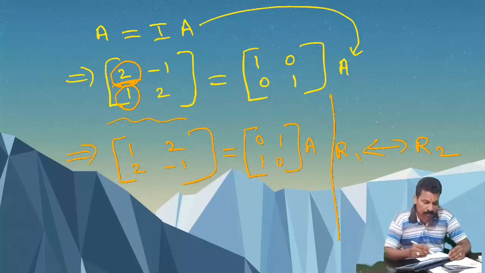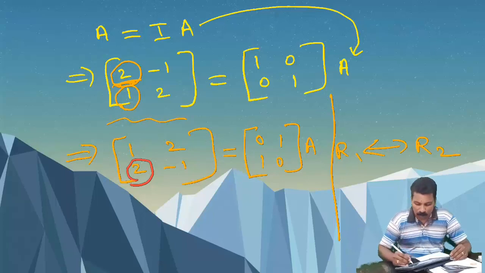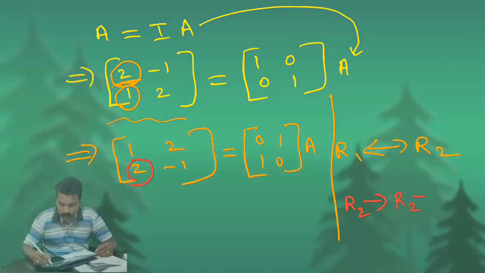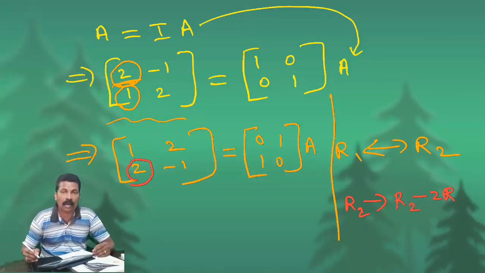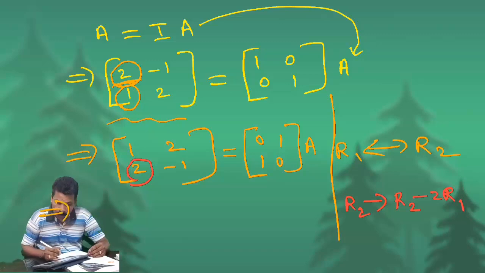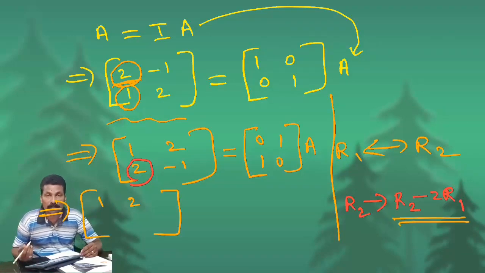Now our next target is to bring 0 here. So you see there is 1 above. So if you take 2 times the first row and subtract it from the second row, automatically we can have 0 there. So our operation will be R2 transformed as R2 minus 2 times R1. Now what will happen? Let us see. There is no change in the first row, so we can write it as it is. The second row change is R2 minus 2 times R1.